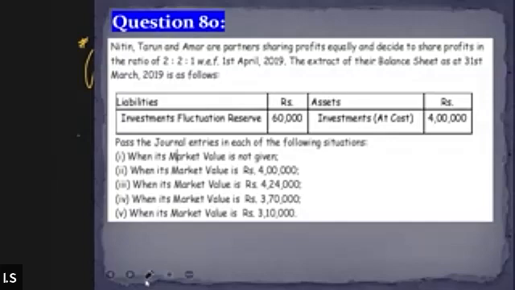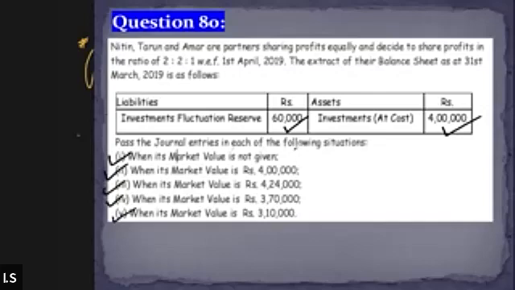Investment at cost is given to us in the balance sheet. Investment at cost is 4 lakh, and the reserve that we have made to compensate the loss arising due to the fluctuation in the market value of the investment is rupees 60,000. Now we have been provided with different cases. We have to deal with each case separately. So in the first situation, the market value is not given.